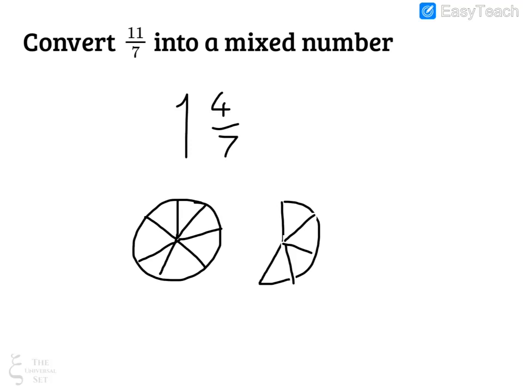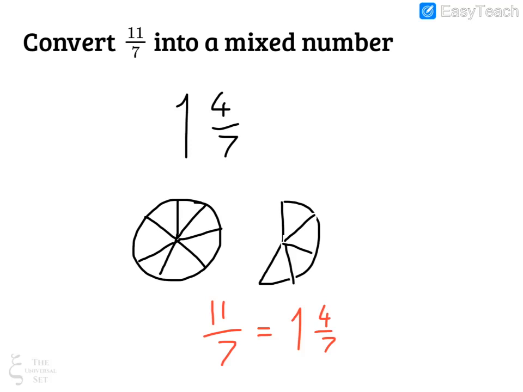How many pizzas have I got? I've got 1 whole pizza and 4 sevenths. So again, my answer is that 11 sevenths equals 1 and 4 sevenths. This is my improper fraction. This is my mixed number.